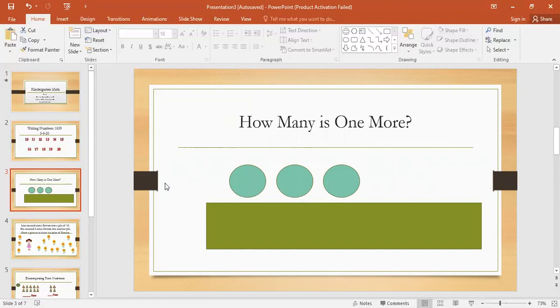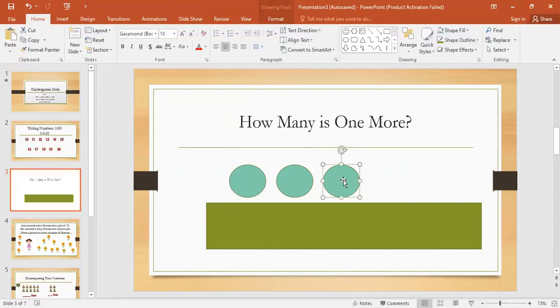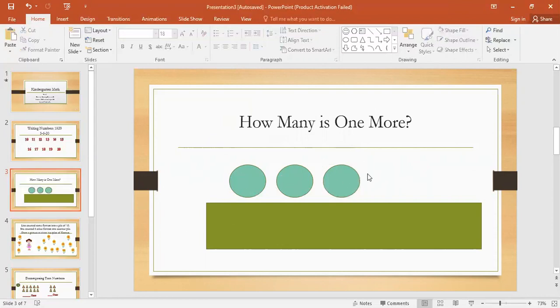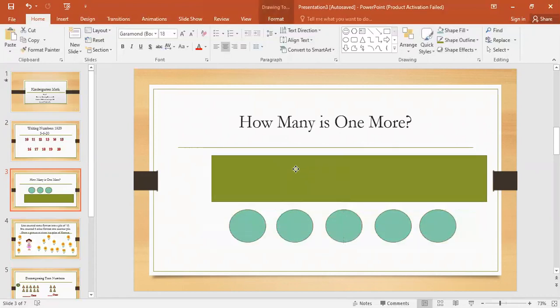So what I would like you to do is, if you know how many dots are in this first line right here, please shout out how many dots are right here. 3, great job. And how many is one more than 3? Did you say 4? Great, 1 more than 3 is 4. What is 1 less than 3? 1 less than 3 is 2. Great job. 1 less than 3 is 2.